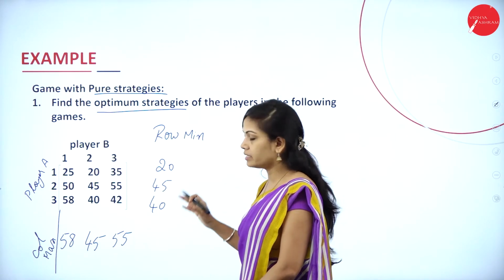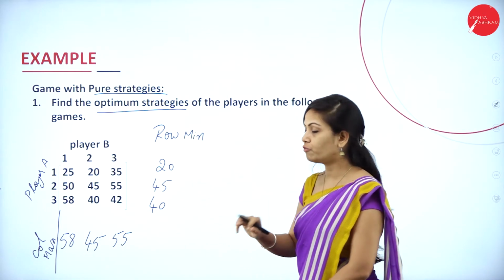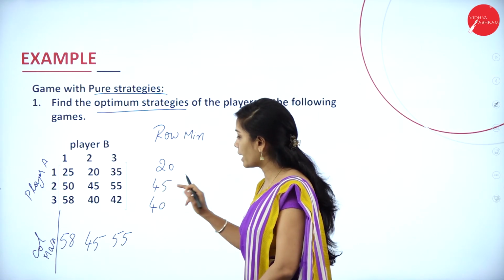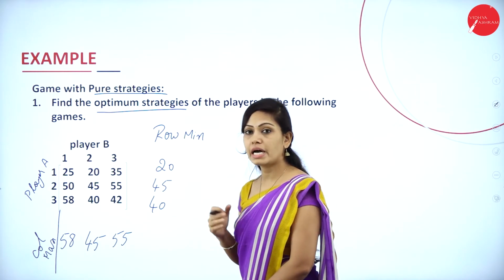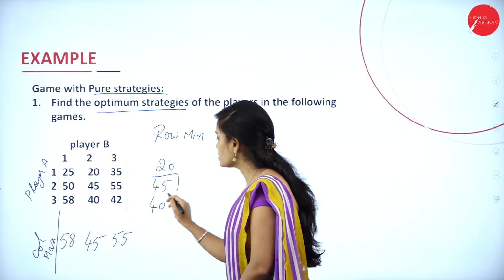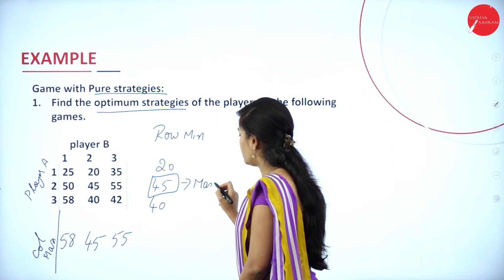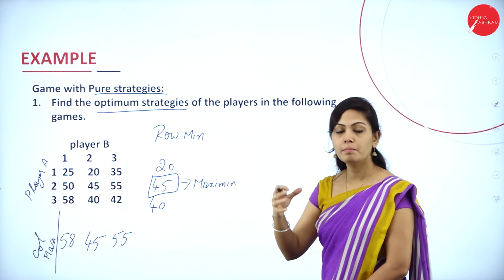So here, I will find the maximin value in row minima. In row minima, you have to find the maximum profit. Clear? So among these three values, which is the highest value? The highest value is 45, right? So this is called the maximin value. Maximin means maximizing the profit.